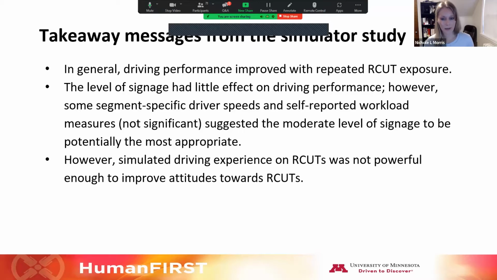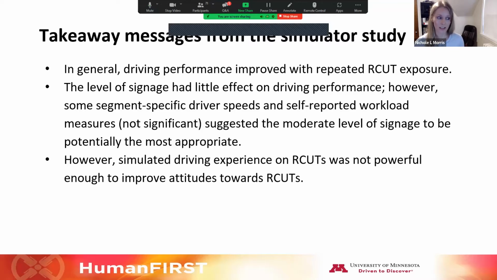What was interesting about this study was we didn't pair the simulation with any educational materials that were trying to sell RCUTs as a good or effective thing. We were just purely looking at performance without any of that educational material. And so what was interesting is we didn't see that their attitudes towards RCUTs improved with the exposure to the RCUT.